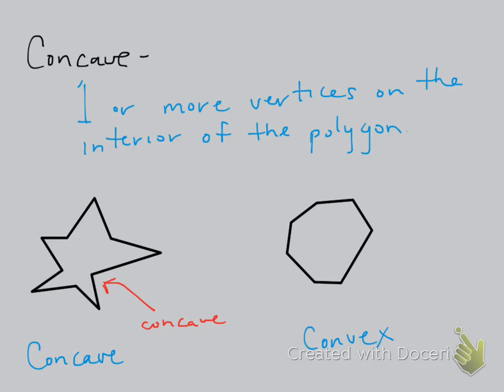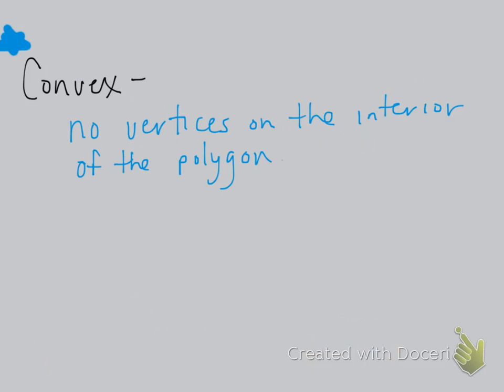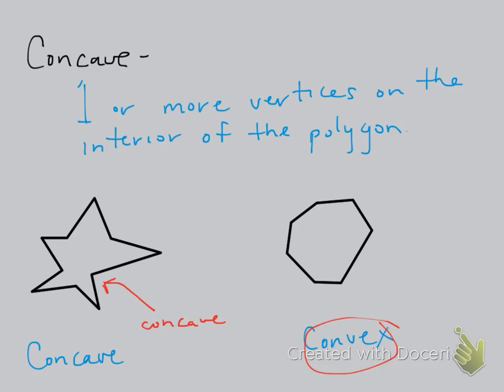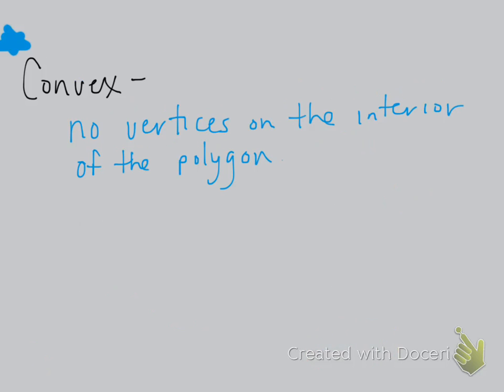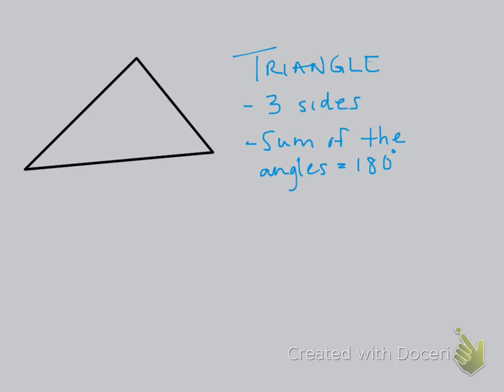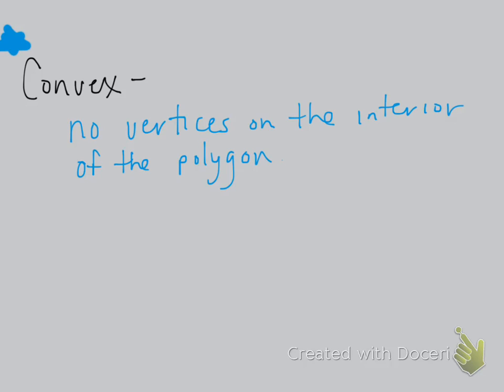Instead, we're going to look more at the convex, okay? And convex, you'll notice the definition of convex has no vertices on the interior of the polygon. So concave, one or more vertices on the interior of the polygon. Convex, which we have here, all your vertices are basically jutted outward. Okay. I'm going to give you a second to write down convex. Okay. So, just keep in mind that we're going to be working primarily with convex, not concave.